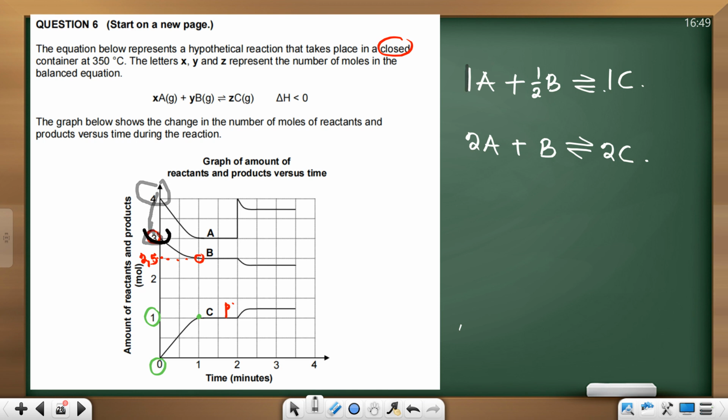B, we start at 3, we get to 2,5. The difference is half. That's your half. C, we start from 0, we get to 1. That's your 1. But I cannot leave them as fractions. Oh, you see it now. Okay, so we multiply by 2.